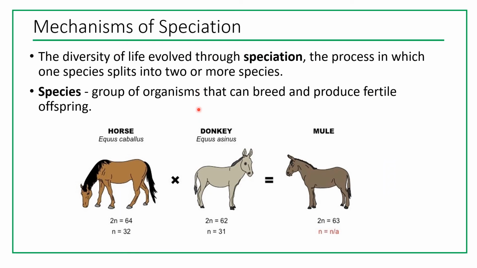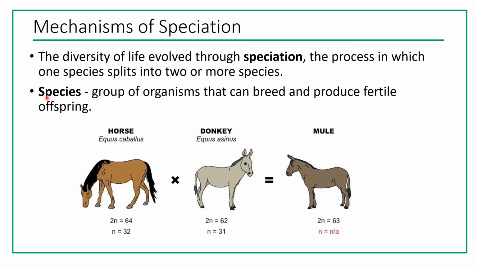Now, the mechanism of speciation. The diversity of life evolves through speciation, the process in which one species splits into two or more species. So how does it happen that we have so many species, right? That's what evolution explains to us, that one species splits into two, then each one splits into two, then they can split into 3 and 4 and so on. So the process of splitting of one species into more species. But now, what is a species?